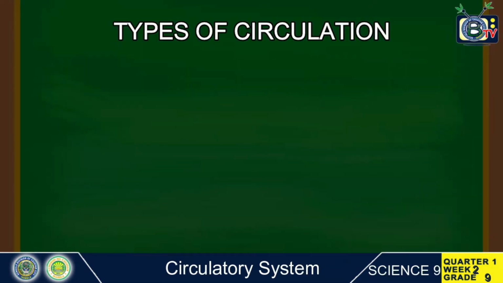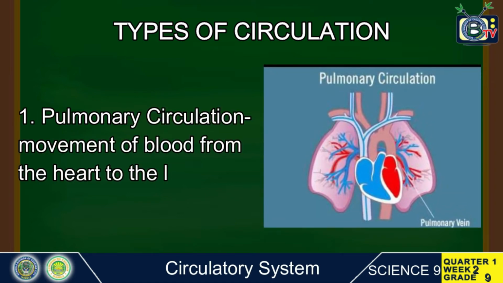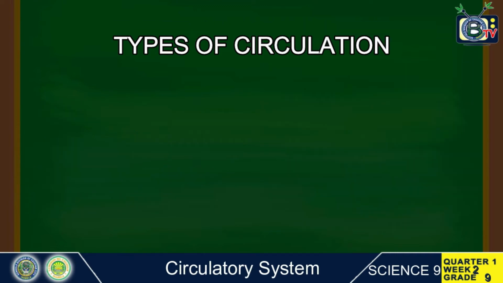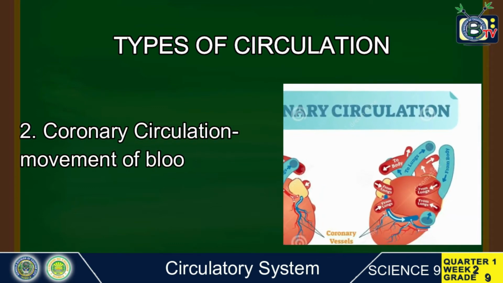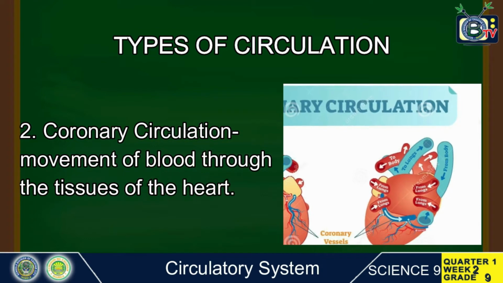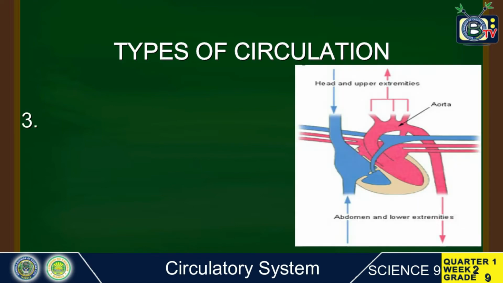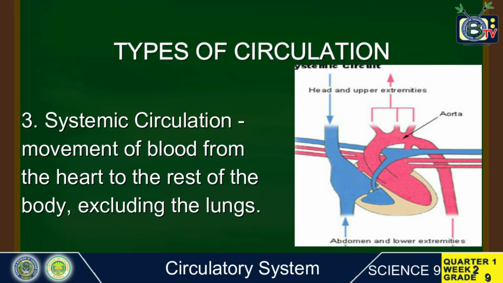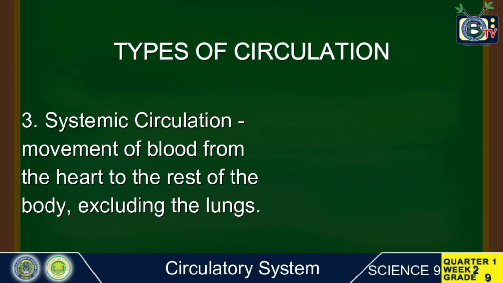There are three types of circulation. Number one, pulmonary circulation. It is the movement of blood from the heart to the lungs and back to the heart. Number two, coronary circulation. It is the movement of blood through the tissues of the heart. And number three, systemic circulation. It is the movement of blood from the heart to the rest of the body, excluding the lungs.